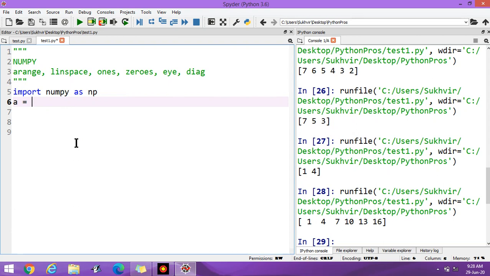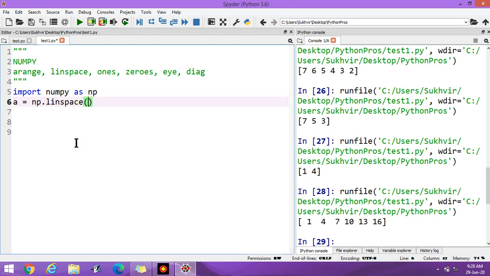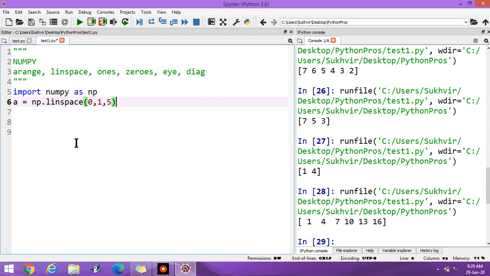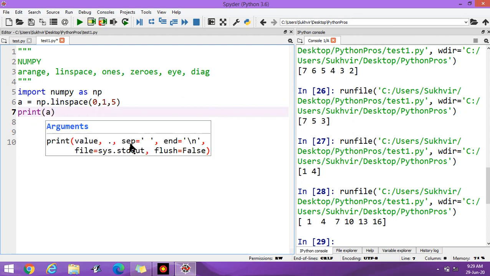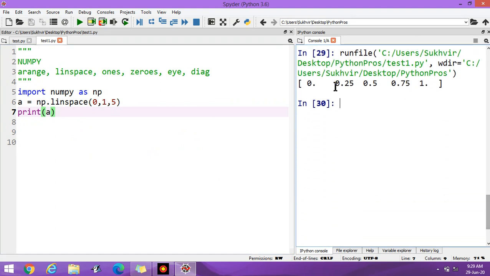Suppose I write np dot linspace 0, 1 and 5. Let us check the output so that I can explain these values. What is the meaning of this? Print a. Now execute. See the output. The output is 0, 0.25, 0.5, 0.75 and 1.